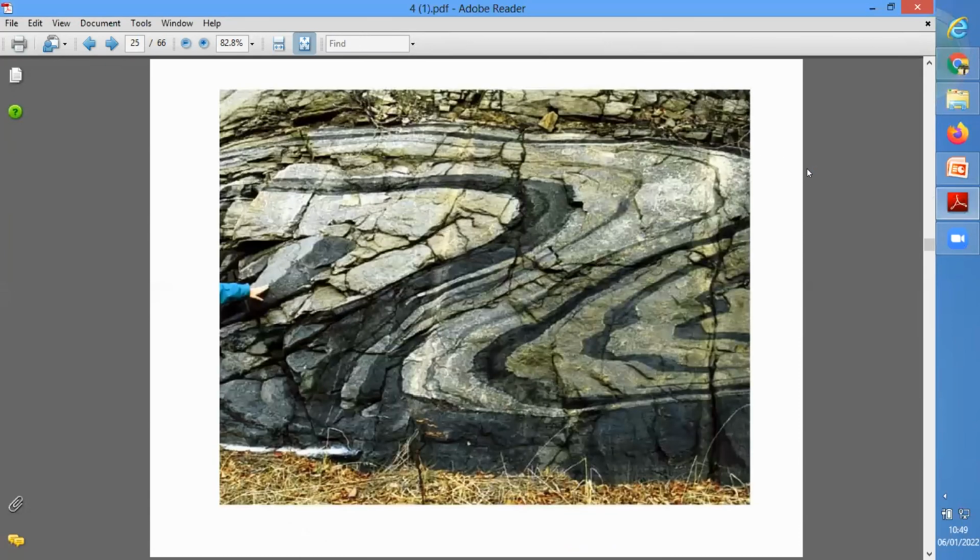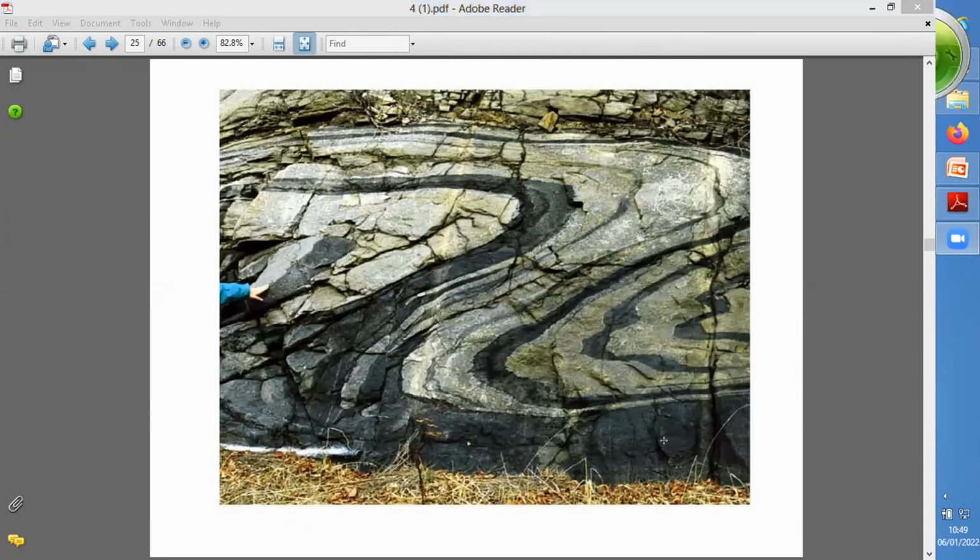Now it is overturned fold. Now why it is considered as an overturned fold? Because one side is overturned. Now here you can see that maximum curvature is here. That's why it is overturned fold.